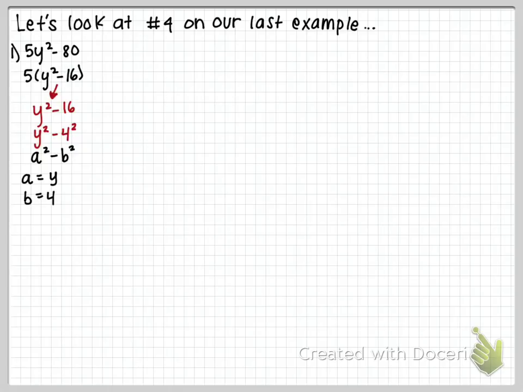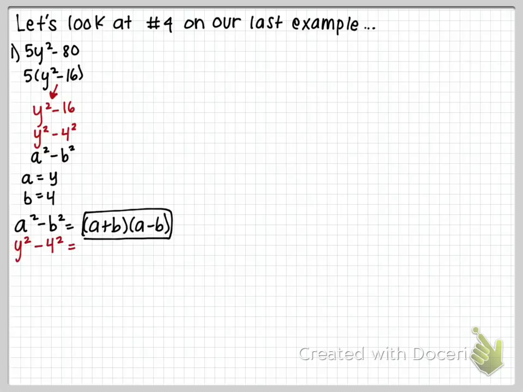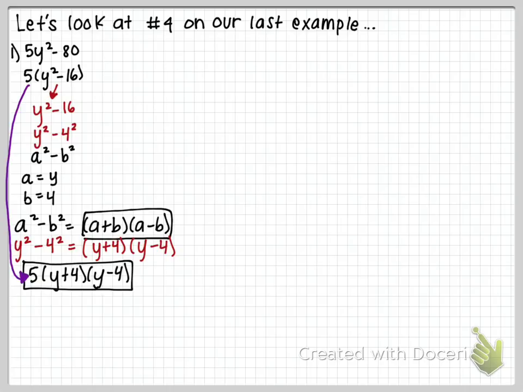So when we do our difference of 2 squares, remember it can be written like this, a plus b and a minus b. So we can write it like this, y plus 4, right? We're doing a plus b, which is y plus 4, and then y minus 4. And that's it. That's how we'd write that difference of 2 squares. So at the very end, remember we had a 5 taken out already, that GCF of 5. So 5 times y plus 4 times y minus 4. That's our final answer.